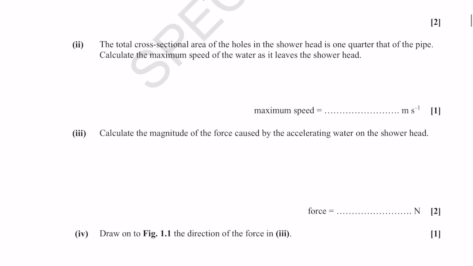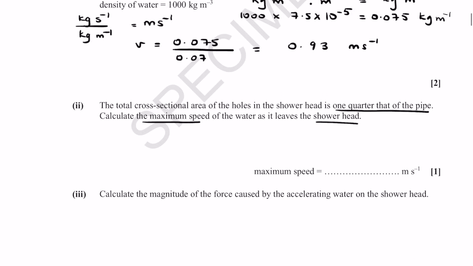For the next part, we are given that the total cross-sectional area of the holes in the shower head is a quarter that of the pipe. Calculate the maximum speed of the water as it leaves the shower head. We know that if the cross-sectional area decreases, the speed will increase by the same factor. So all I have to do is multiply the speed that I calculated by 4, because the smaller the cross-sectional area, the faster the water would flow through the shower head. So 3.73 meters per second is my answer.